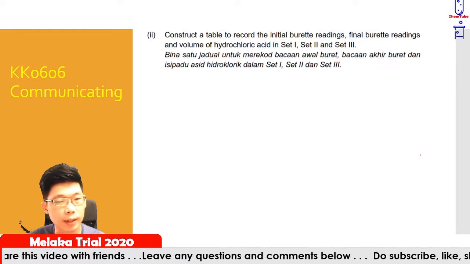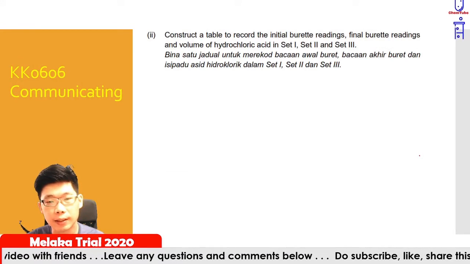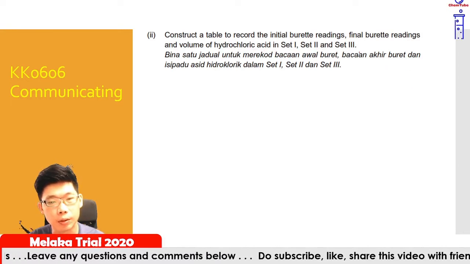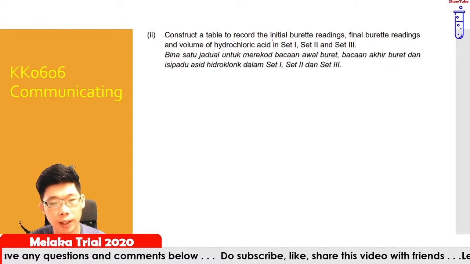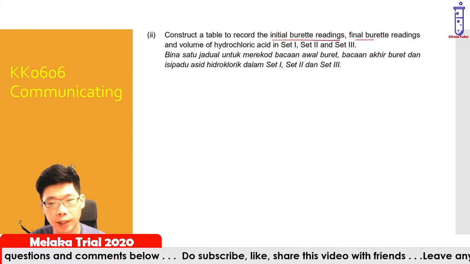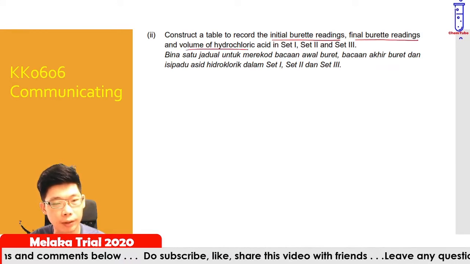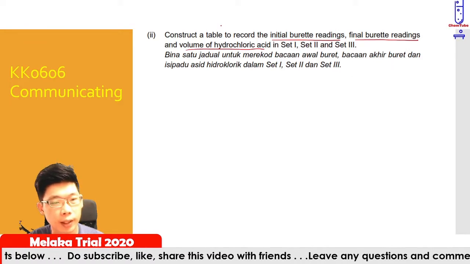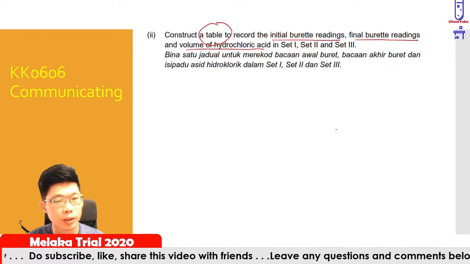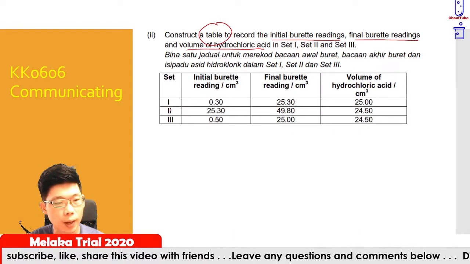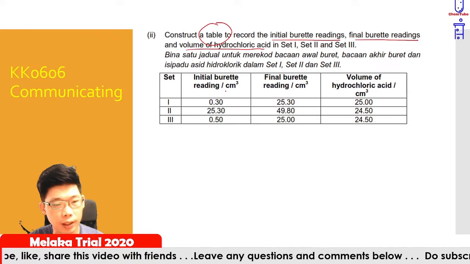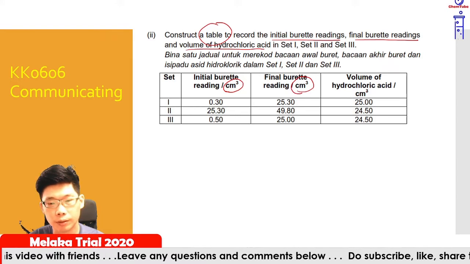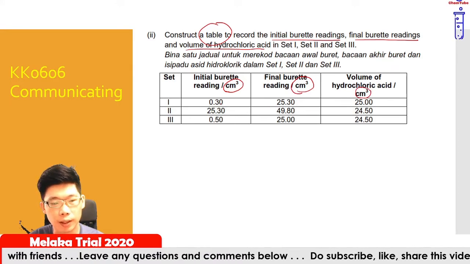Next, construct a table to record the initial burette readings, final burette readings, and the volume of hydrochloric acid used in set 1, 2, and 3. You need to record 3 pieces of information here: initial burette readings, final burette readings, and the volume of hydrochloric acid used. All 3 have to be put into a table. So, suggested answer: set 1, 2, 3, initial burette reading, with the unit after the label here, final burette reading, and then volume of hydrochloric acid. So you put in the information.